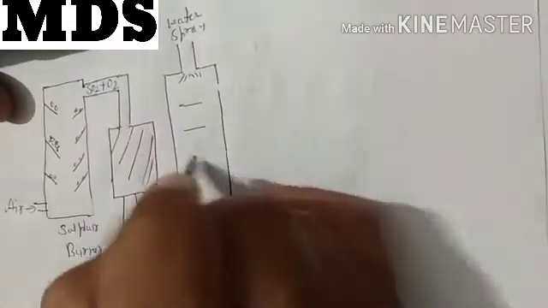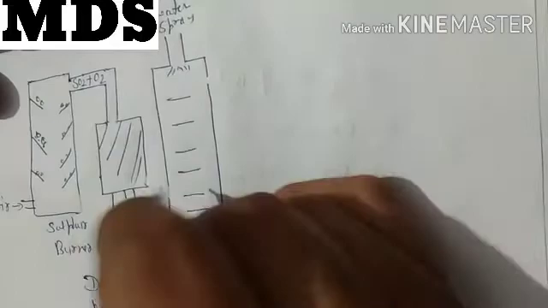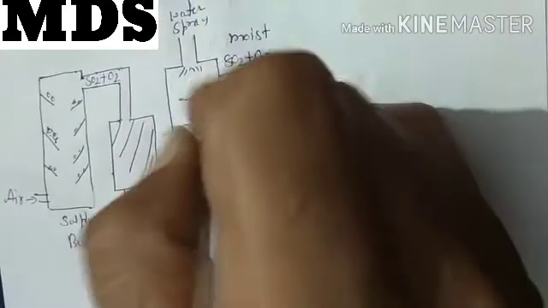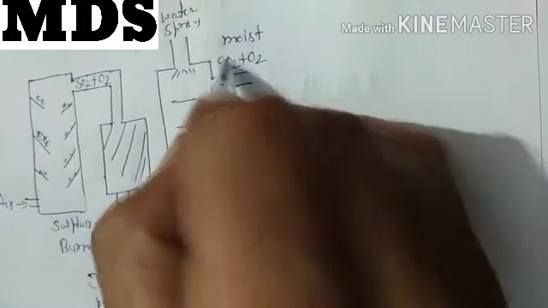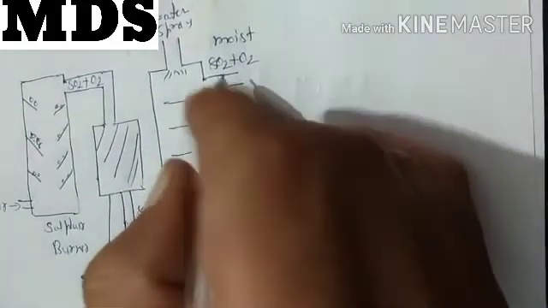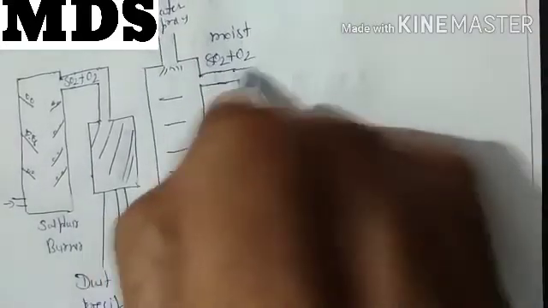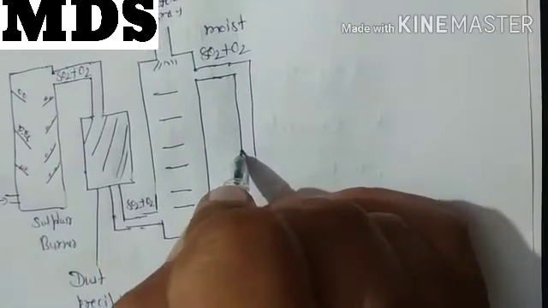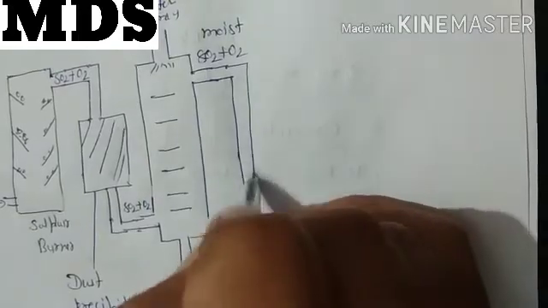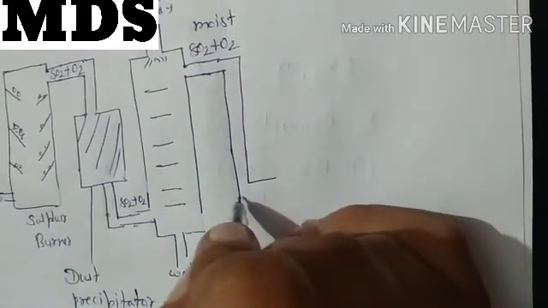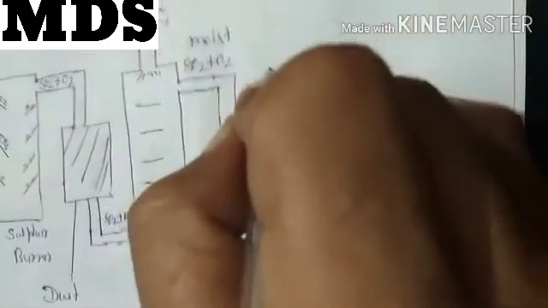Here are some columns for the efficient use of the water spray. Okay, from here sulfur dioxide plus oxygen comes out in the moist form. But in moist form, sulfur dioxide starts behaving as a reducing agent. So that's why we will pass it to another tower, which is known as the drying tower.